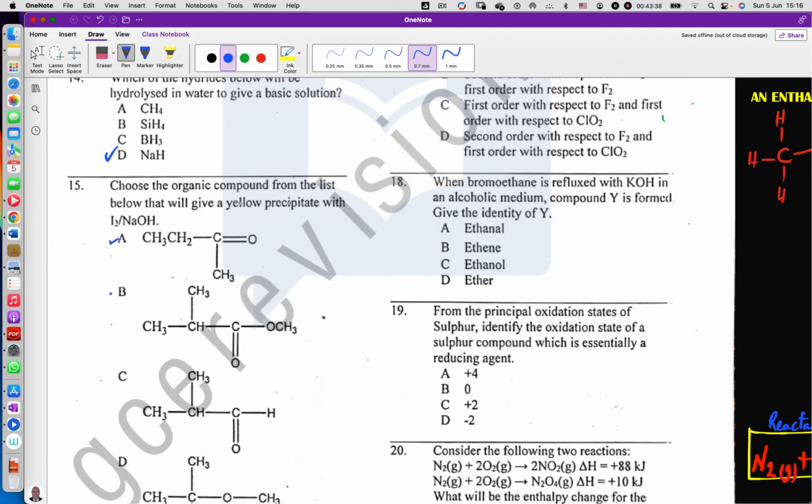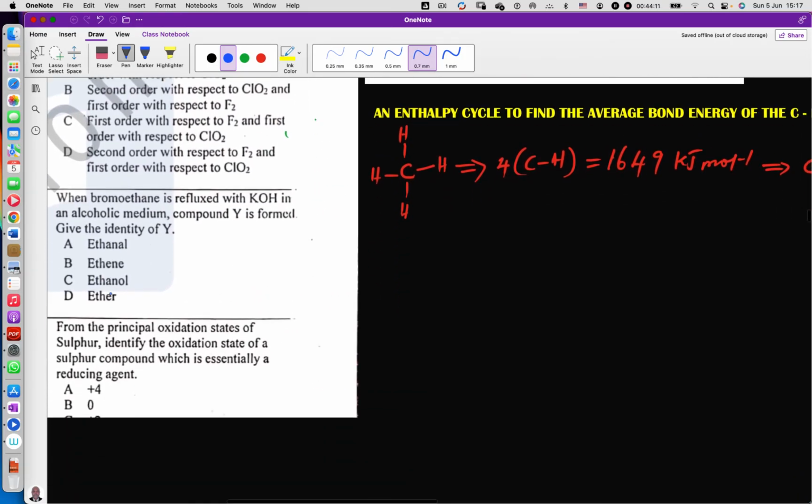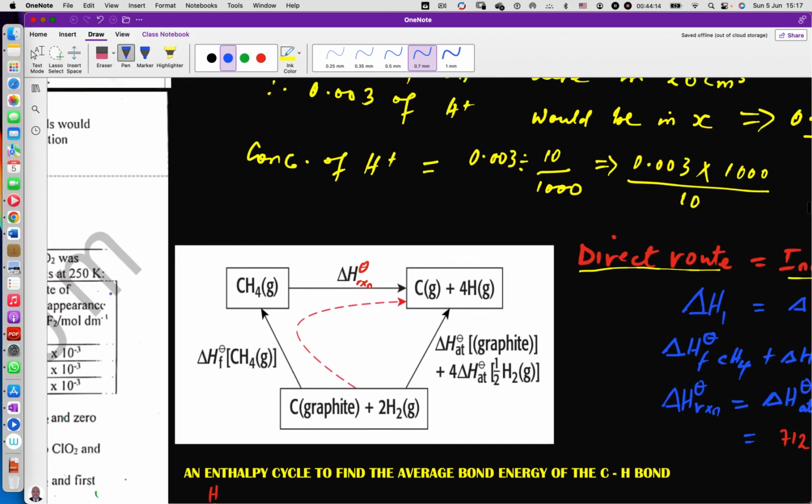So this reagent, alkaline aqueous iodine, is used to identify any compound that has a methyl group on the same carbon that bears the functional group. Let me just show you an example of it here.